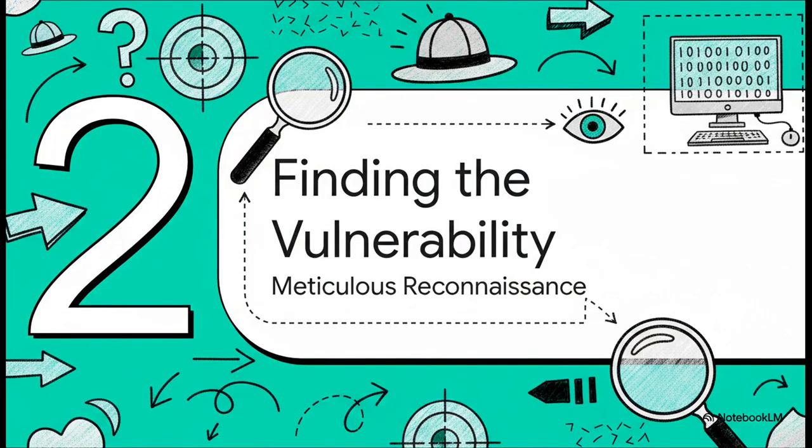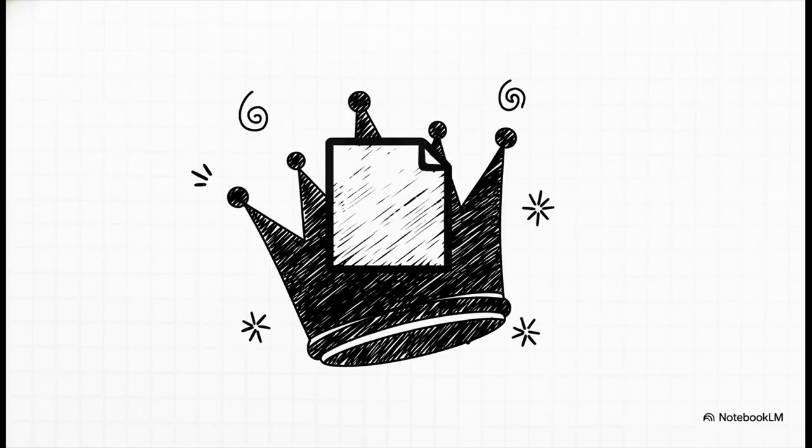Okay, time to put on our detective hats. Let's go find the exact chink in the armor of our target program, because every great hack starts with some solid recon work. Our target is this little program called Secret. Seems pretty innocent, right? All it does is let users write little notes. But, and this is a huge but, it's been given special root permissions. That means it's running with God mode access on the system. And that's the golden ticket for an attacker.